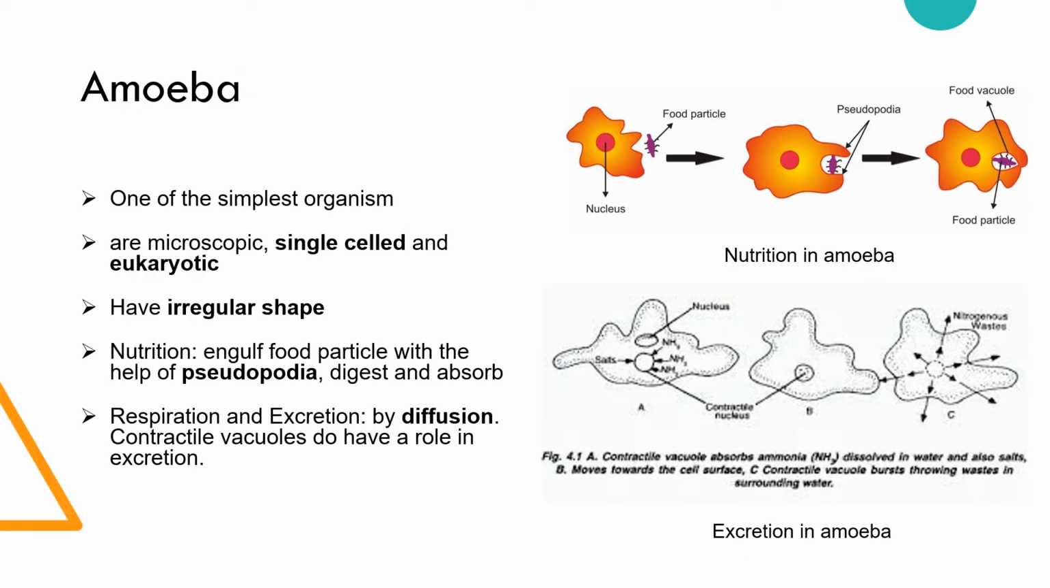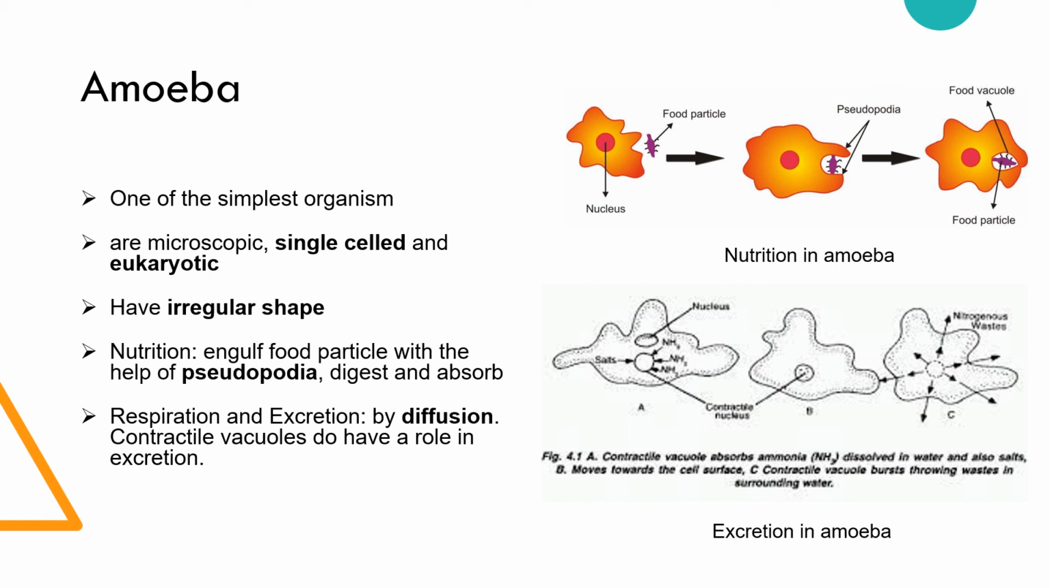Now let's study amoeba in particular. As we already know, children, amoeba is microscopic, single-celled, and eukaryotic. They have irregular shape and possess pseudopodia or the false feet. Amoeba feed on bacteria, small algae, and other small organisms. It engulfs the food particles with the help of pseudopodia, as you can see in the top right diagram on the slide.